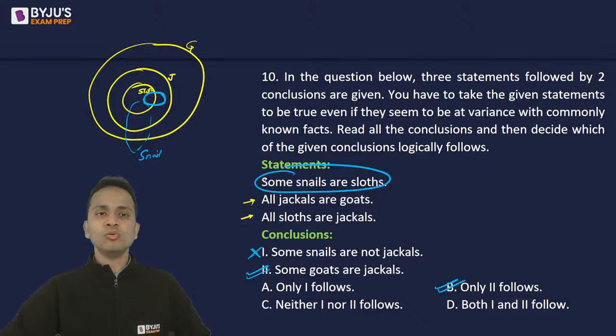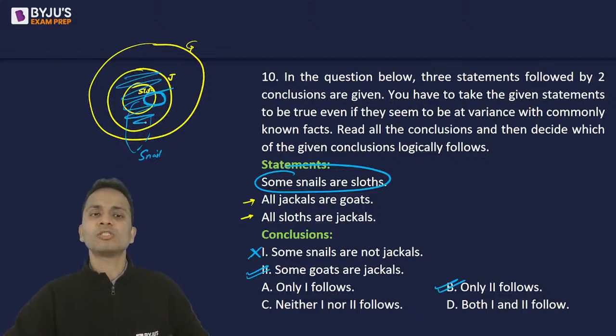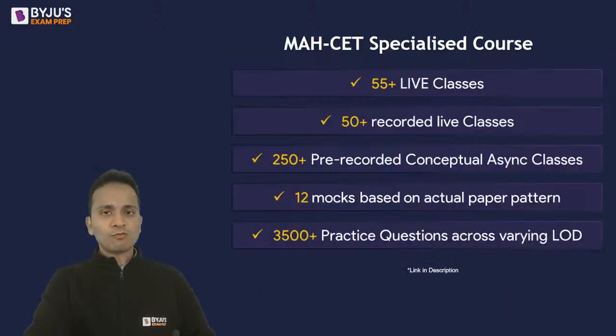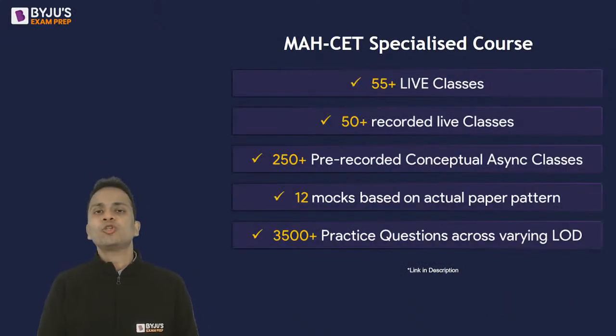But conclusion number 2, some goats are jackals. Since all the jackals are inside goats, so some of the goats may be jackals. So these goats are jackals. Okay, so that is why only second conclusion will follow. So that was question number 10 and that was the last question for the day.